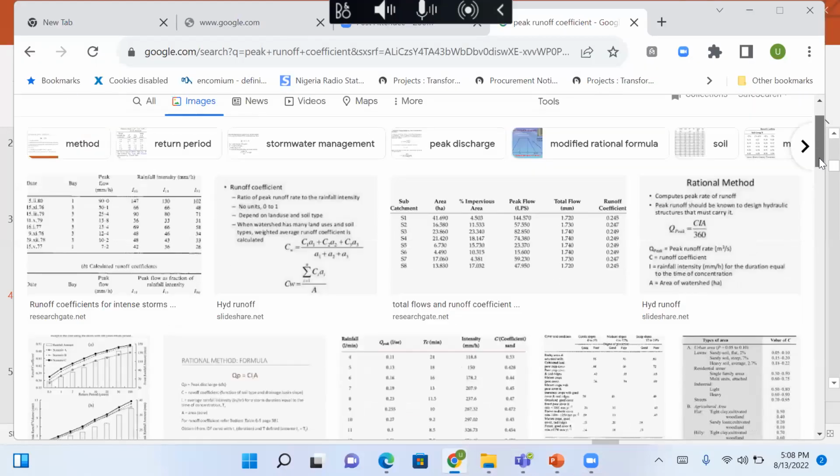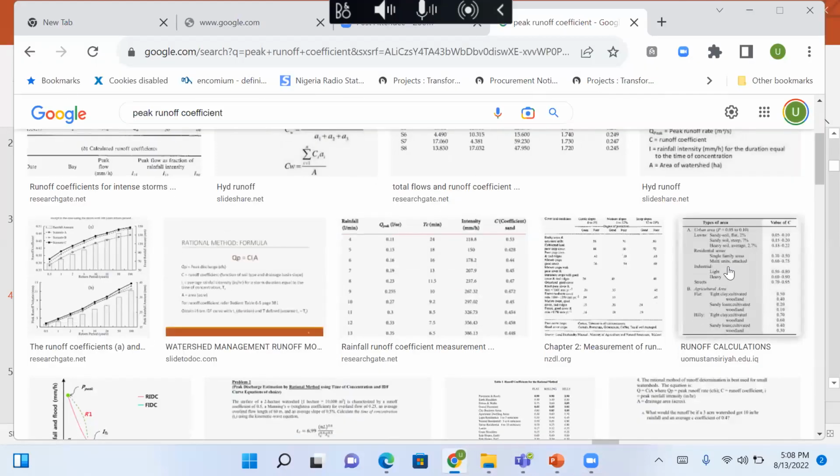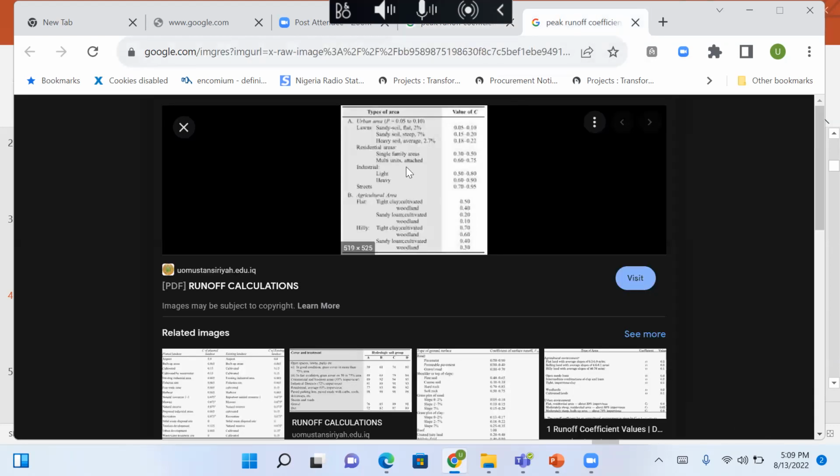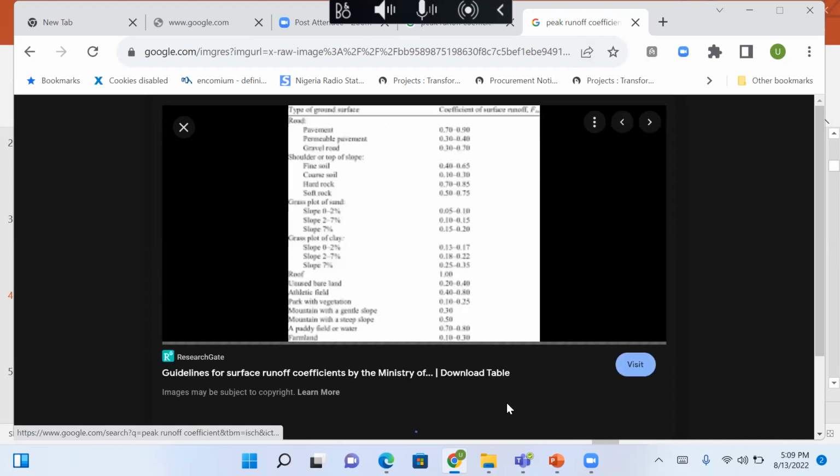So if I go down now, look at this page, right? Or like here now. You can try it on your laptop. You will see here it's telling you lawn is 0.05 to 10%. Heavy sandy soil, this. Residential areas, 0.3 to 0.5%. Industry area, light area, this. Agriculture area, and so on and so forth. You can see thousands of them.